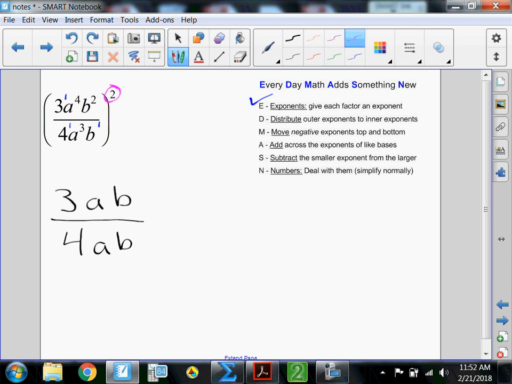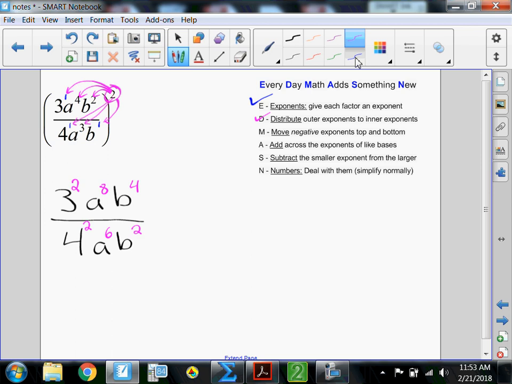So this outer exponent 2 distributed to the 1. 2 times 1 is 2, so there's a 3 squared. Distributed to the 4. 2 times 4 is 8, a to the 8th. 2 times 2 is 4, b to the 4th. 2 times the 1 on the bottom is 2, 4 squared. 2 times the 3 on the bottom is 6, a to the 6th. 2 times 1 on the bottom is 2, b squared. So I've now distributed outer exponents to inner exponents.